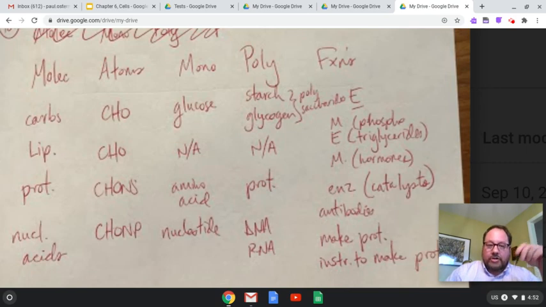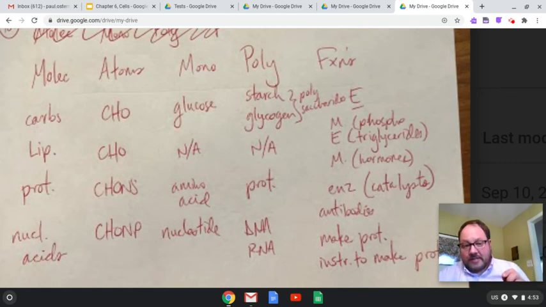Lipids, they're also made of CHO. They technically don't have monomers or polymers, so we'll just focus on function. For function, the way I remember lipids is I think membranes, energy, and messengers. So the membrane is a phospholipid. The energy is triglycerides. Those are like saturated, unsaturated fats. And then the messenger is hormones.